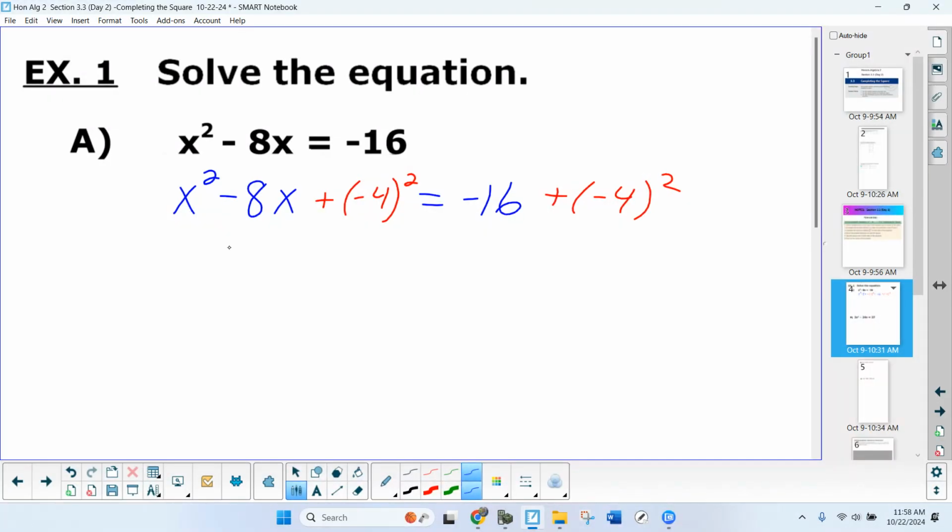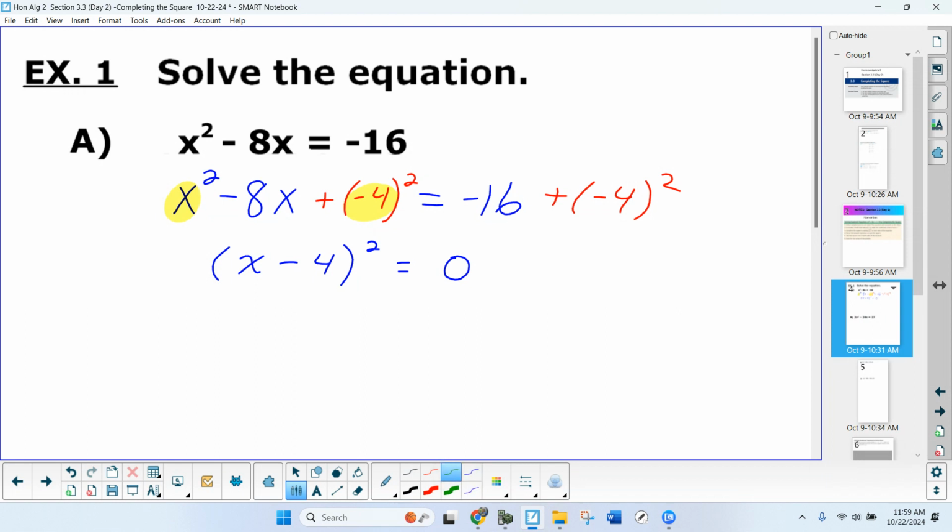Okay, what did this side factor into, Landon? I didn't know. Okay, what would this factor into? It's always this. Oh, x minus 4, squared. All right. And now the right side. This is negative 16 plus what? Plus 16. And what's negative 16 plus 16? 0. Okay, what are you going to do now?